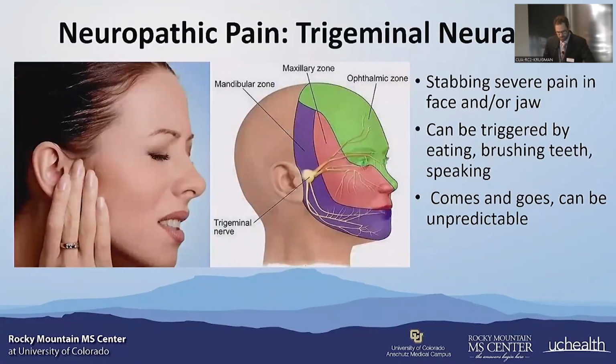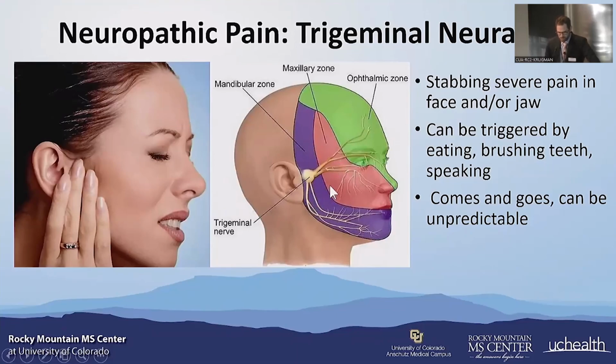So this would be trigeminal neuralgia, which is characterized by a stabbing or severe pain in the face and the jaw. You can see here, this is the distribution of the trigeminal nerve, which supplies sensation to the face and the lower scalp area and into the jaw here too. And it's further subdivided into three regions: the ophthalmic zone, maxillary zone, and mandibular zone, so-called V1, V2, V3.